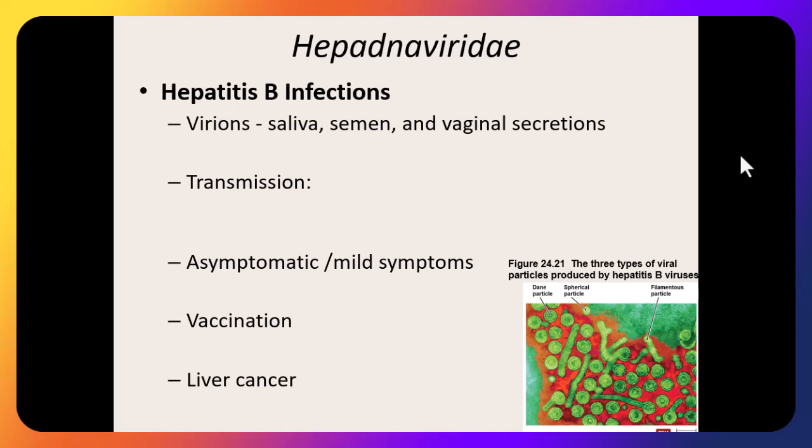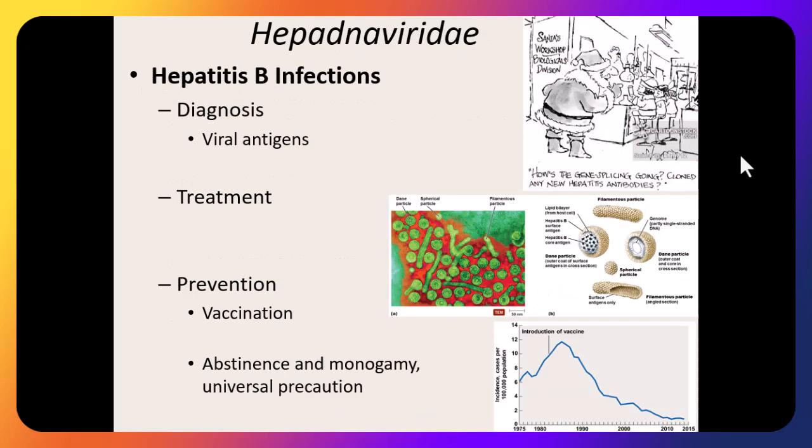Children can pick it up as well during childbirth. If mom has hepatitis B, infants can pick it up. It is another thing that could cause jaundice in infants. Luckily for us, it's preventable. We do have a hepatitis B vaccine series, which has decreased our number of cases.